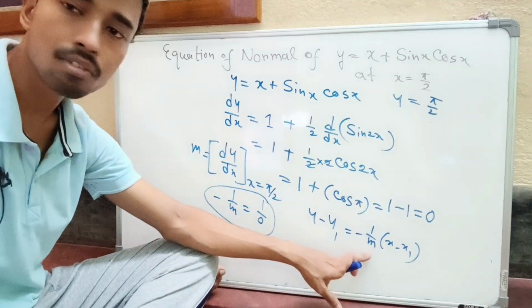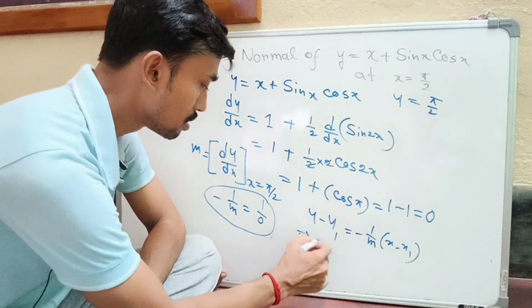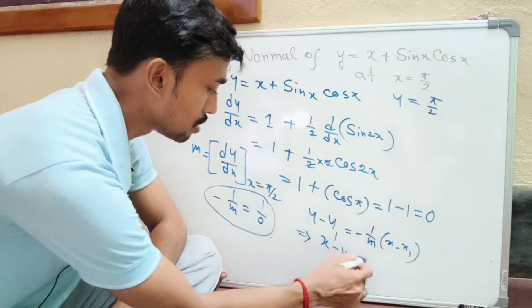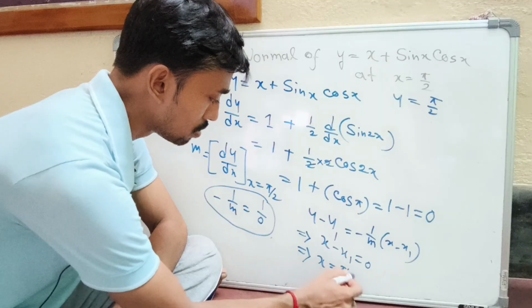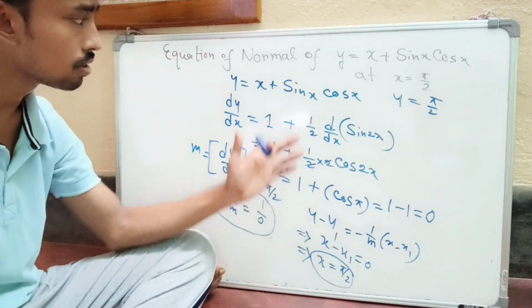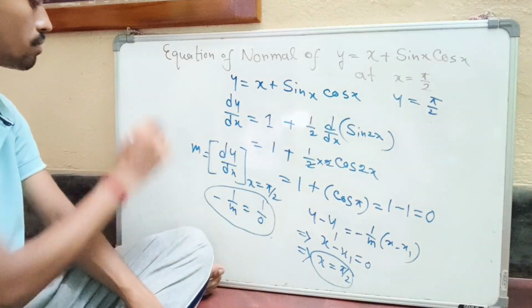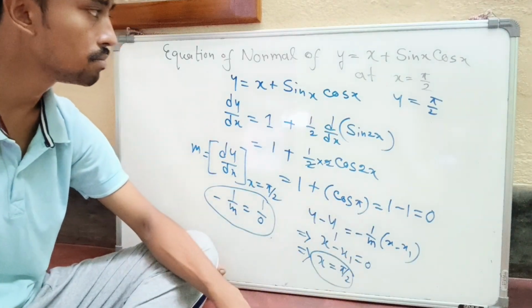But you see that m is 0, so what is the equation of the normal? That becomes x minus x1 equals 0, that is x equals pi by 2. So x equals pi by 2 is the equation of the normal for this curve, because the tangent at that point is basically horizontal with slope 0.